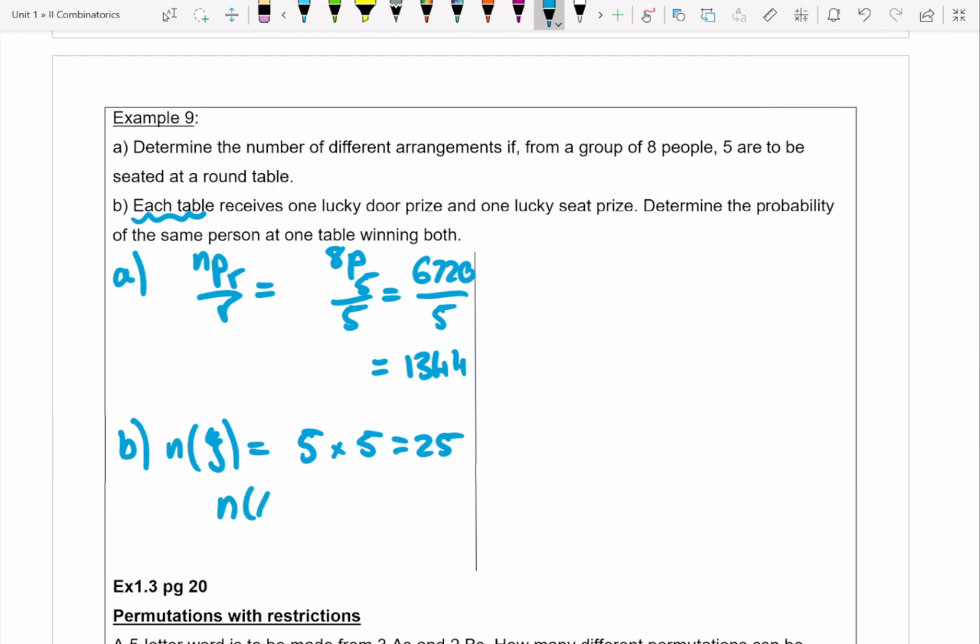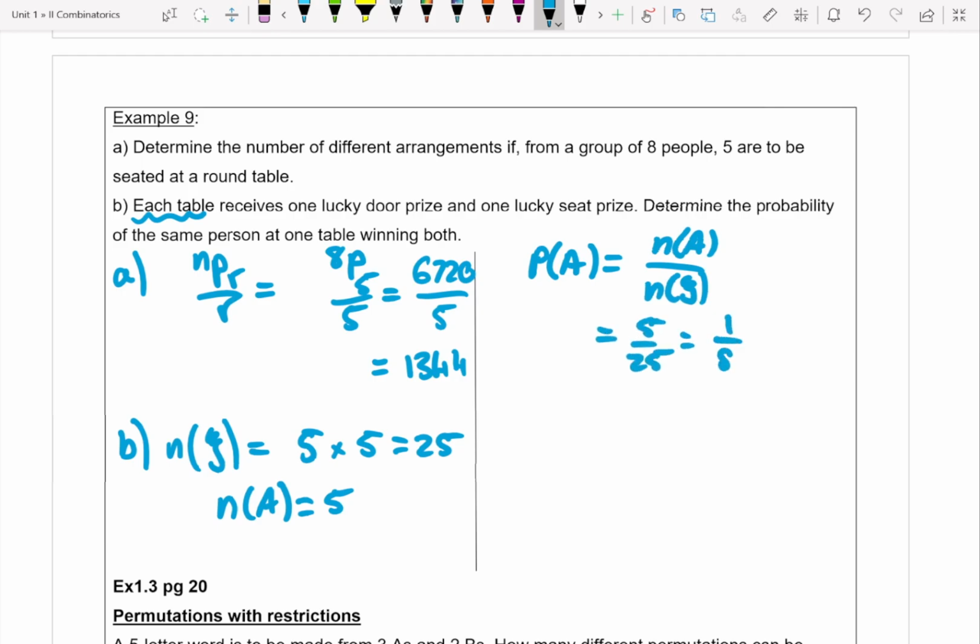To win both prizes, there are going to be 5 people that could win both prizes. Right, that's going to be based off the 5 people that are sitting there. So our probability of the action A is going to be n of A over n of the sample space, which is equal to 5/25, which means there is a 1 in 5 chance of winning both prizes.